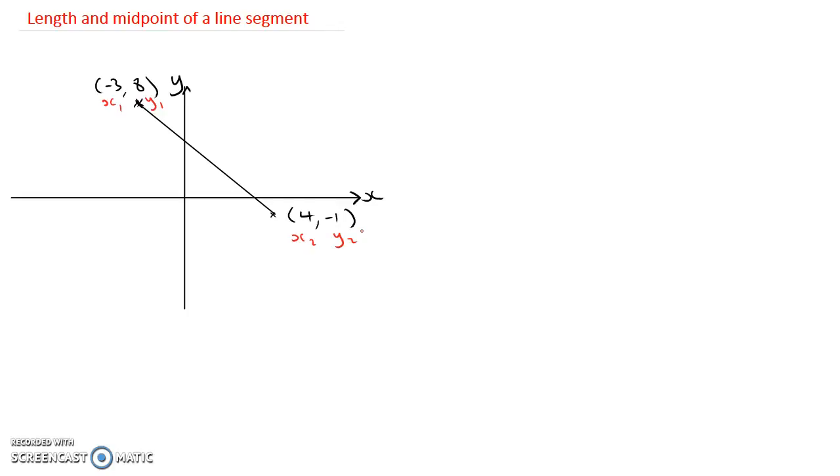Now we could have done that the other way around. It doesn't matter which set of coordinates you have as your first set and which set you have as your second set. Let's look at finding the distance first.